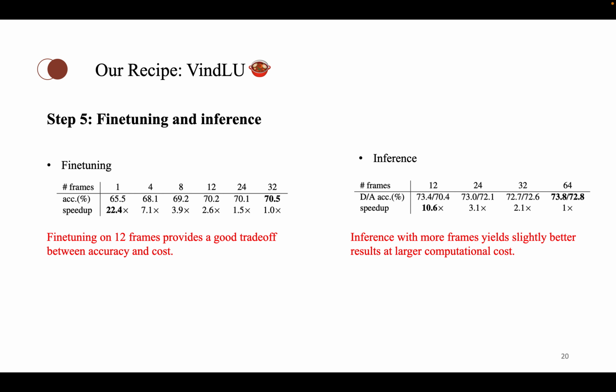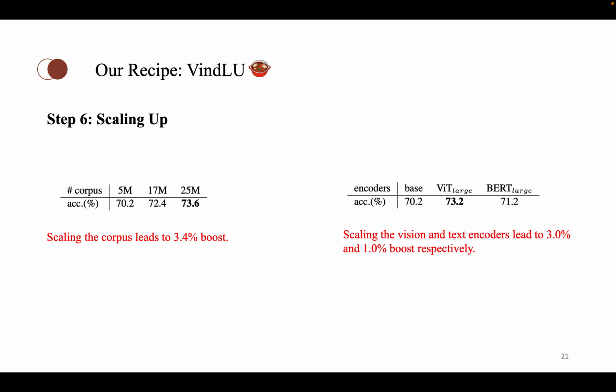We investigate the number of frames during training and inference. Fine-tuning on 12 frames provides a good trade-off between accuracy and cost. Another interesting finding is that even if the model is fine-tuned with 12 frames, inference with more frames yields slightly better results for larger computational cost. We also scale up the training data and model size, and both lead to a substantial improvement.